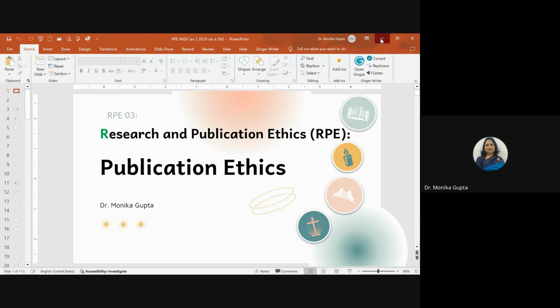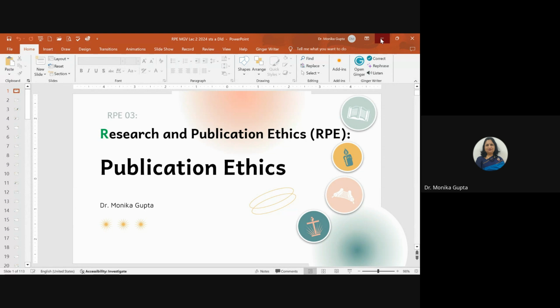So as we know, there are 6 parts of this entire curriculum, and we are covering part 1 we have covered yesterday, and third we are doing today. So what we will discuss today, let us explore. As we know, through this course, we will be able to explore core principles, best practices, and potential pitfalls to ensure your research adheres to the highest ethical standards. So let us begin by understanding the concept of publication ethics.